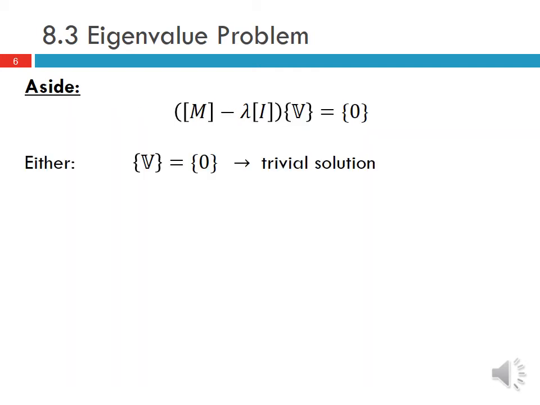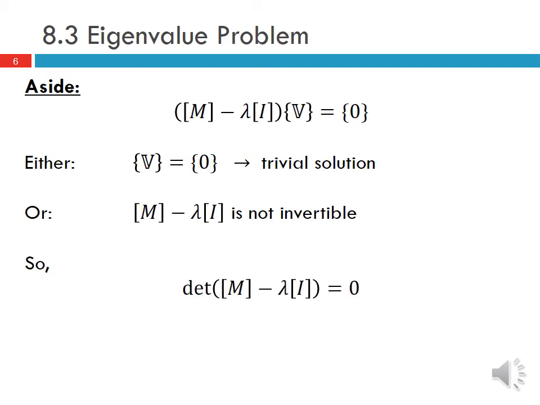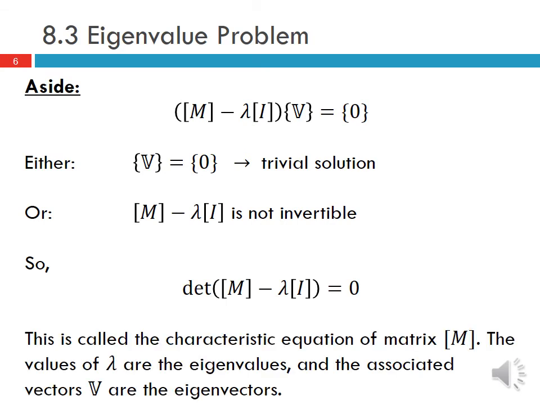So to solve this, either v is equal to the zero vector, which gives us the trivial solution, or M minus lambda I is not invertible. So in that case, the determinant of M minus lambda I is equal to 0. And this gives us the characteristic equation of our matrix M. The values of lambda are the eigenvalues, and the associated vectors v are the eigenvectors.